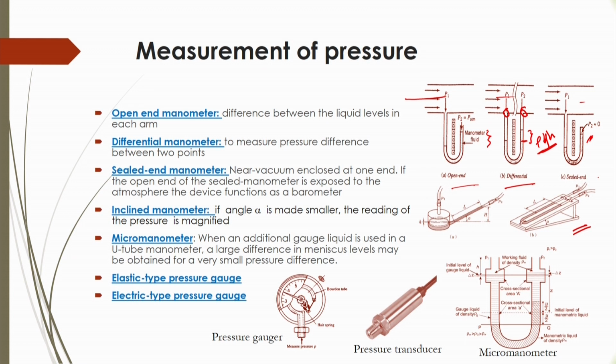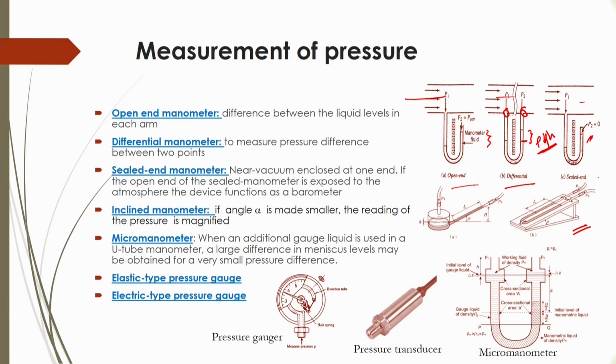In that case the column, that means the U-tube size, sometimes will be very small. So, in that case for small pressure differences you can have larger differences of the height of the fluid there, and then you can calculate the additional gauge liquid pressure in that case.